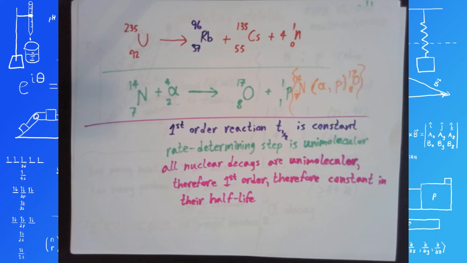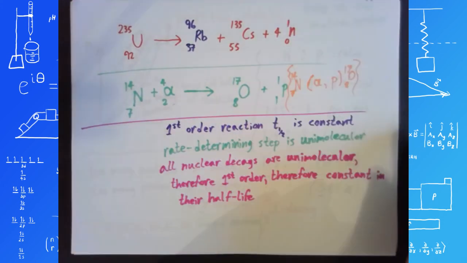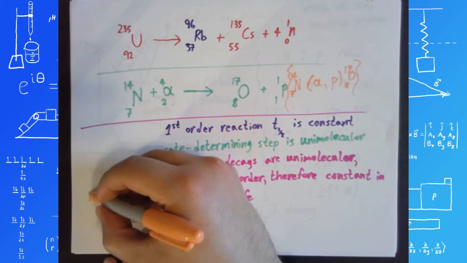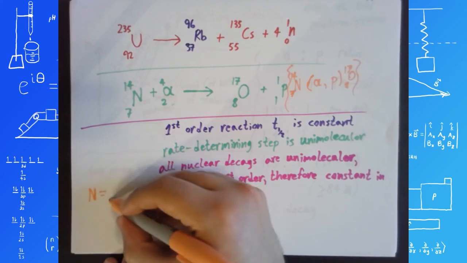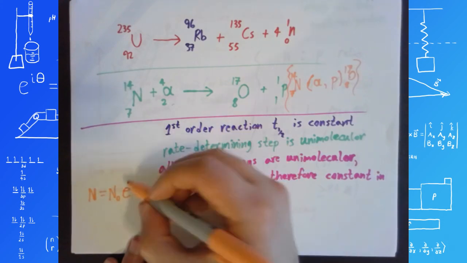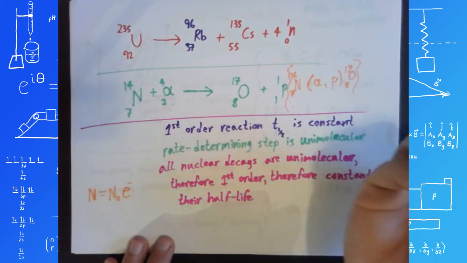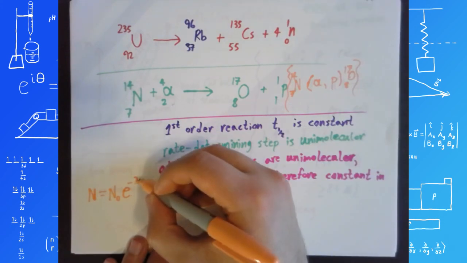So, let me think here. Well, I guess we can write out the exponential equation that we typically use when dealing with half-life. We say that the final amount of particles equals the initial amount, n0, times e to the negative, I think the symbol they use is lambda, times time.